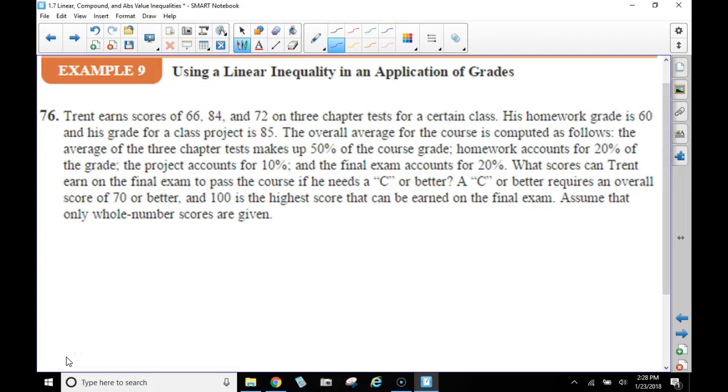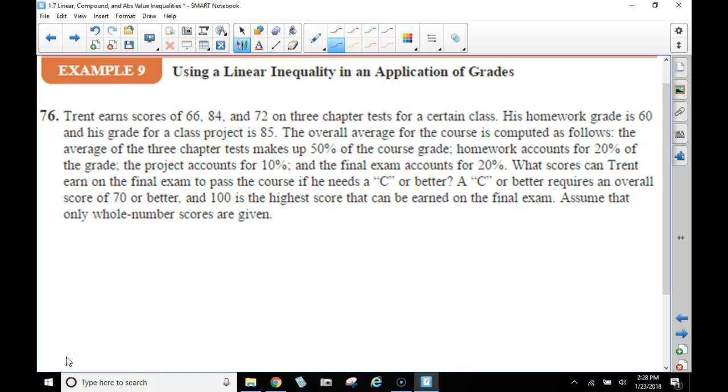Okay, on our next example, we're going to use a linear inequality in an application problem. Number 76 says Trent earned scores of 66, 84, and 72 on 3 chapter tests for a certain class. His homework grade is 60, and his grade for a class project is 85. The overall average for the course is computed as follows. This is what the instructor has in the syllabus.